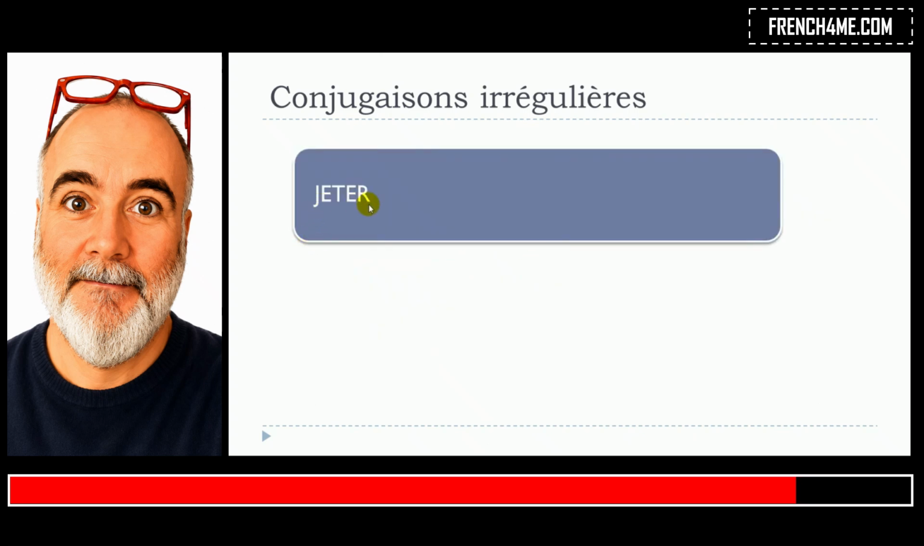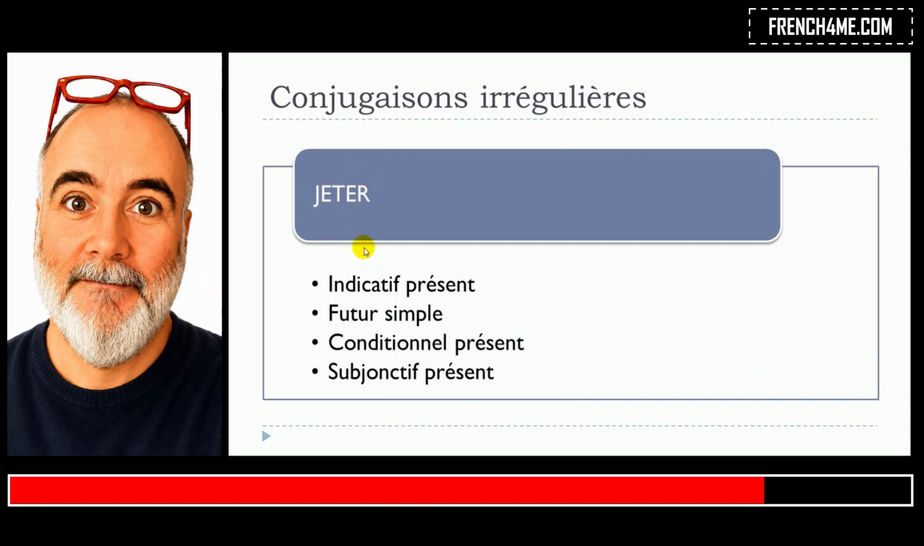So jeter actually, jeter quelque chose, to throw something or to pitch something. It could be a ball or it could be a stone, whatever. But then we'll see that the following tenses will be affected by these changes: indicatif présent, futur simple, conditionnel présent, and subjonctif présent. So for all the other tenses, jeter will follow the rule from the first group of verbs, -er, okay? But for these tenses, we will have little changes.